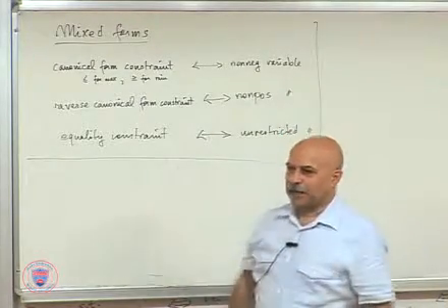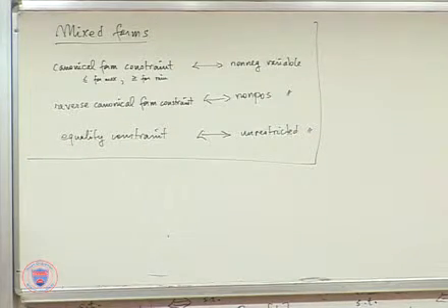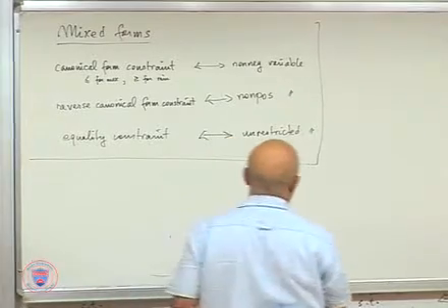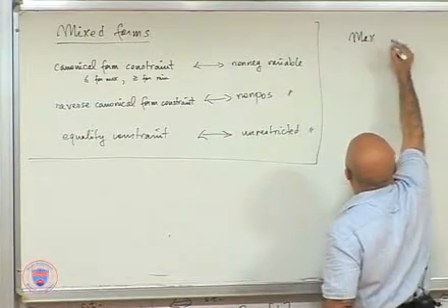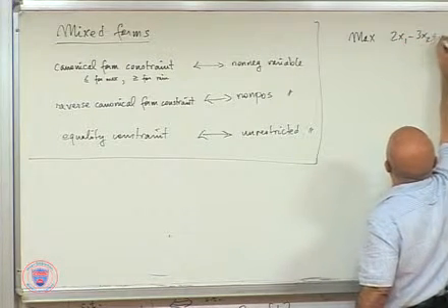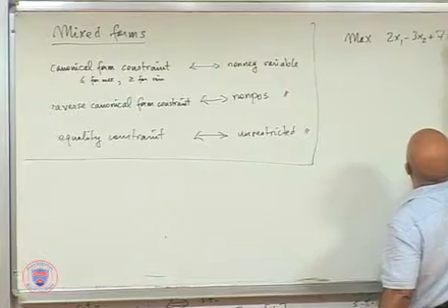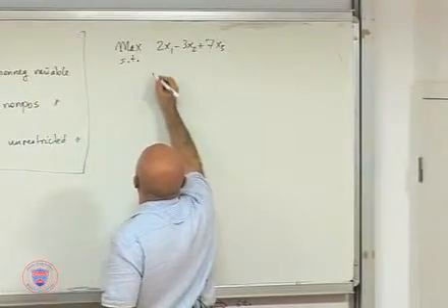So, if you remember this tableau, you can actually find the dual of any problem. So let's do an example. Suppose I have a maximization problem: 2x1 minus 3x2 plus 7x5 subject to, what else do I have?